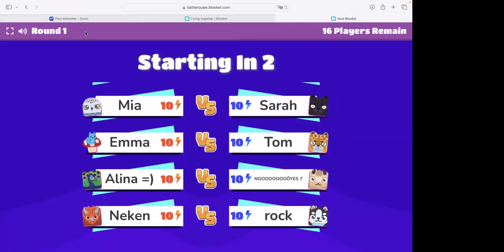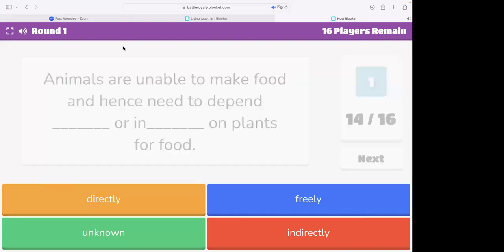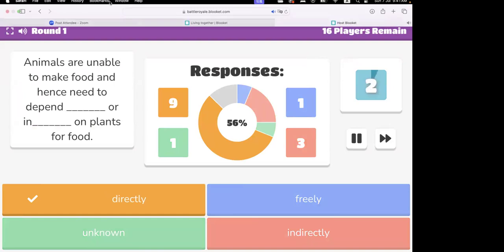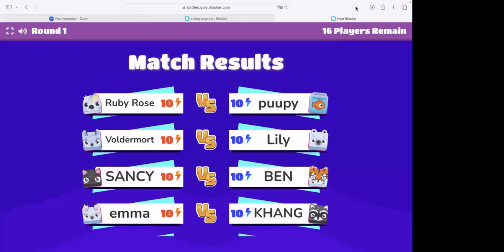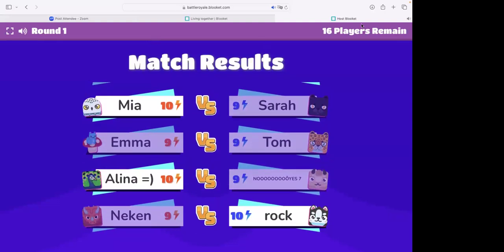So let's see who has the points. So now is the all the versus. The animals are unable to make food and depend on plants for food. Is it ready? Okay, let's see who is the winner. Oh okay. Let's carry on.